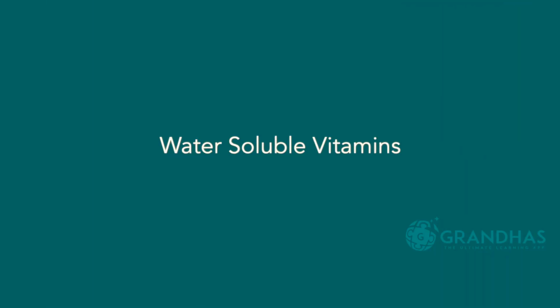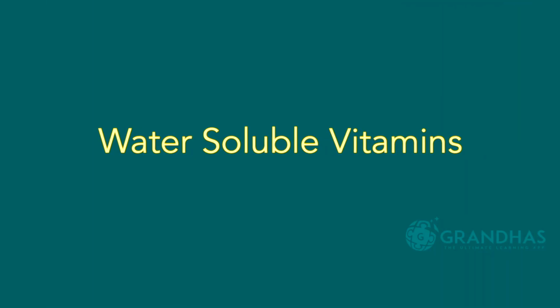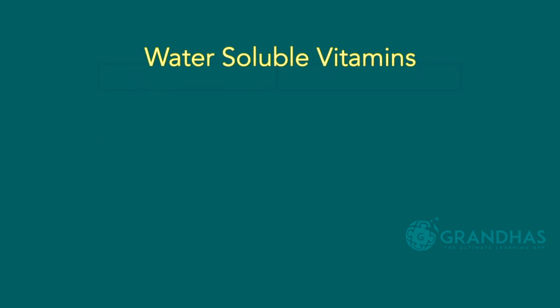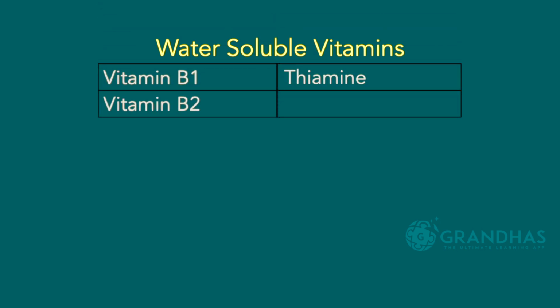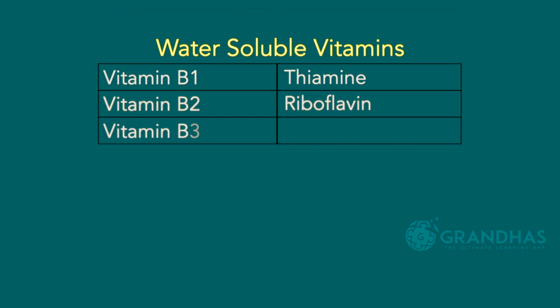Water-soluble vitamins are those vitamins that are soluble in water and they are regularly excreted in urine and cannot be stored in our body. So, what are the important water-soluble vitamins? Let's learn their names very quickly. Vitamin B1, which is otherwise called thiamine or antidiuretic vitamin. Vitamin B2, which is otherwise called riboflavin. Vitamin B3 is otherwise called niacin.